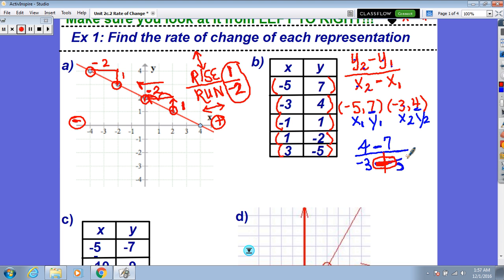Now we're ready to subtract. So we have 4 minus 7, which you can do keep, change, okay? And we would get -3. On the bottom, we subtract these two numbers because the signs are different. That's why we're subtracting. 5 minus 3 gives me 2. So this is the slope, or the rate of change.